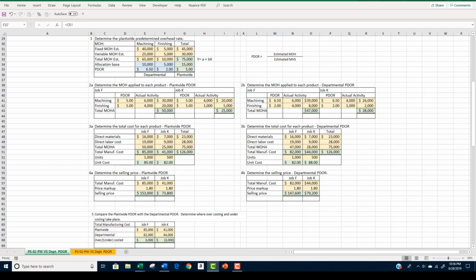The approach selected is a management decision. The departmental approach should be more accurate since it focuses on cost drivers for each department. Management will select the more accurate approach as long as the cost to accumulate the additional data does not outweigh the benefit received.